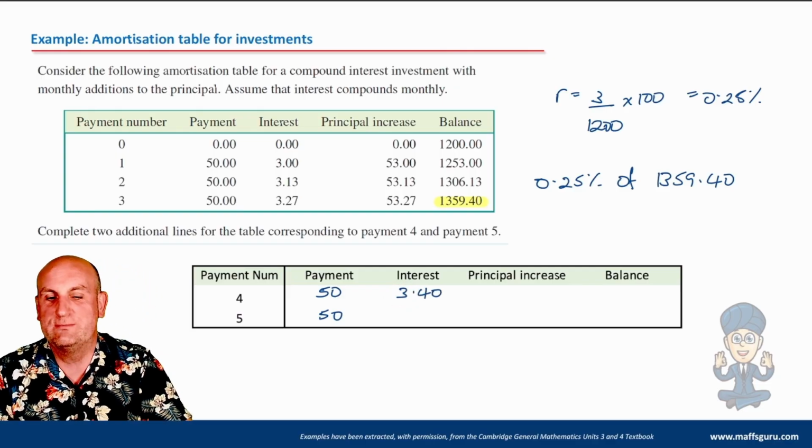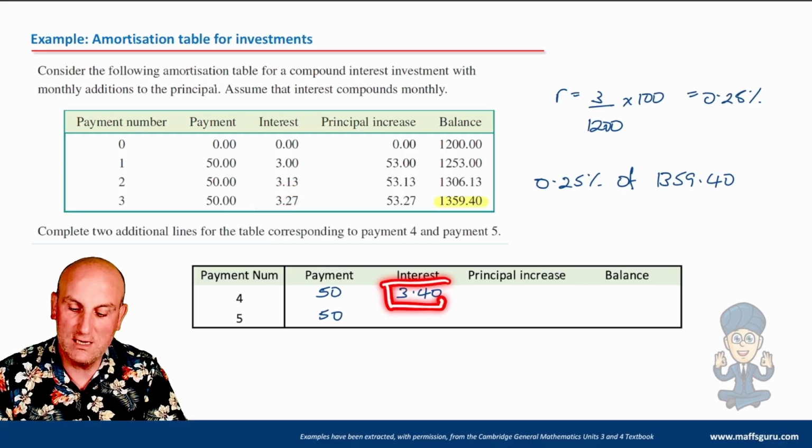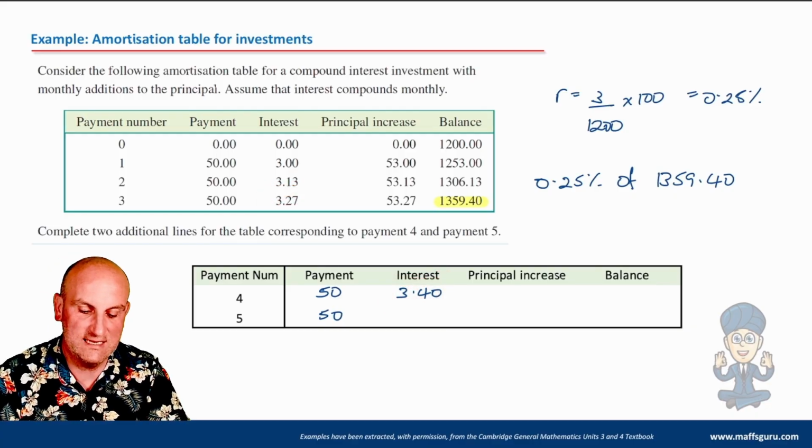Now again, does that make sense? Is that a sensible value? Well, let's look back at what our previous one was, 327. It's certainly more. It seems to make sense.